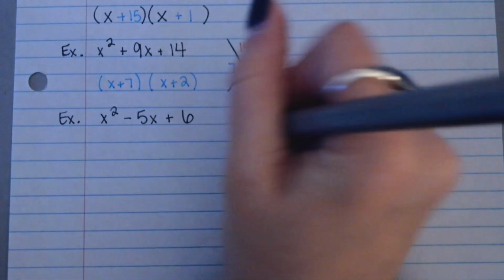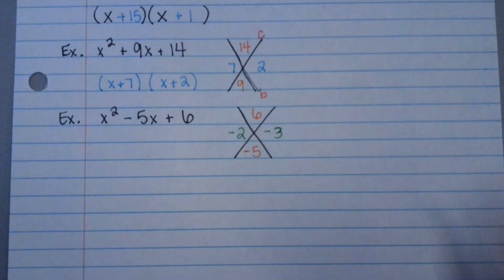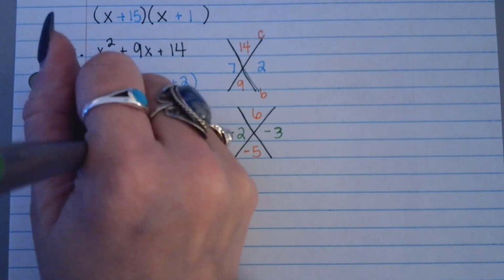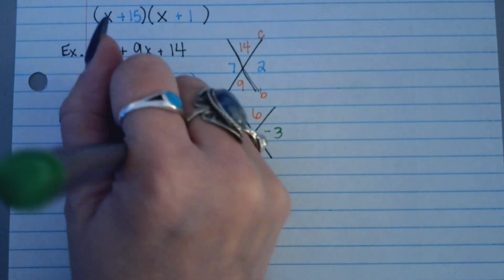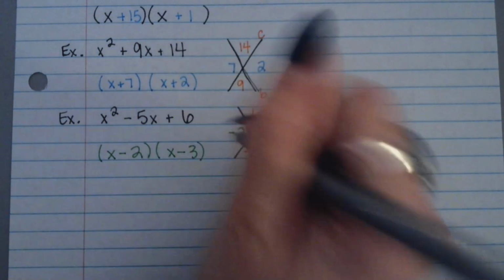And then, Izzy, you said -2 times -3. -2 times -3 gives me positive 6, but then -2 plus -3 does give me -5. And so when I fill that out, my parentheses are now x minus 2 and x minus 3.